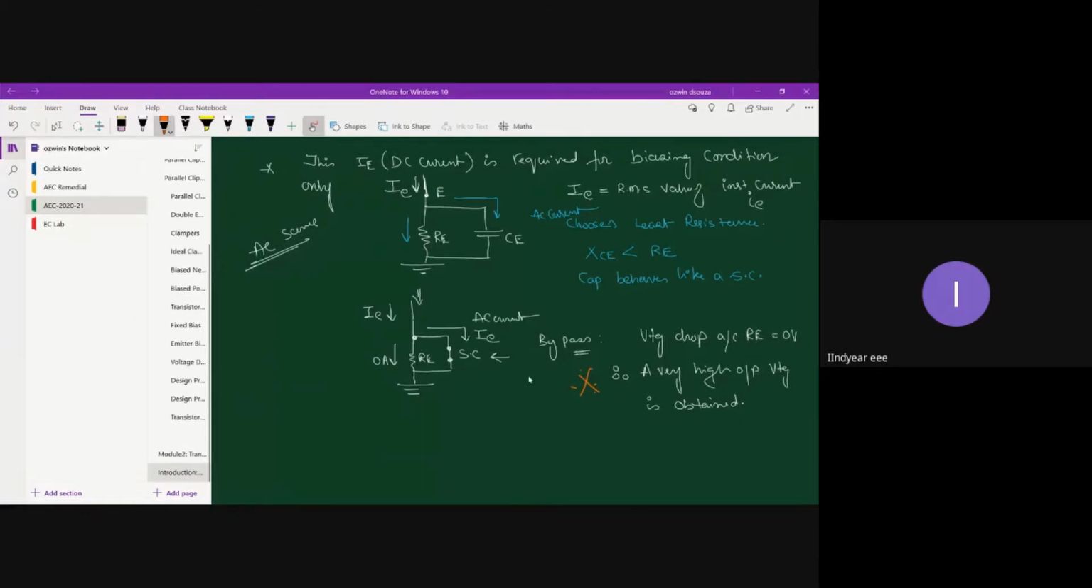Okay, and this will ensure a very high output voltage appears across the collector to ground terminal. So if there is a bypass capacitor, you will have a very high output voltage, or in other words, high voltage gain. So with C, voltage gain is high. Without C, voltage gain is low.